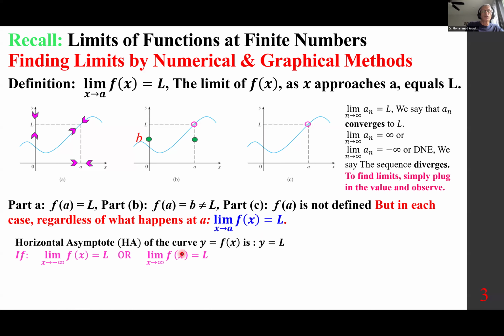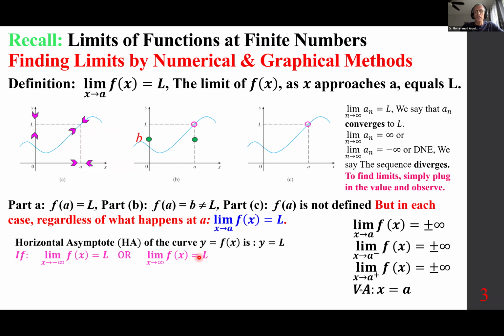The horizontal asymptote of the curve y equals f of x has the equation y equals L if the limit of f of x as x approaches negative infinity is L, or the limit of f of x as x approaches infinity is L. VA, short for vertical asymptote, has the equation x equals a if the limit of f of x as x approaches a, or a from the left, or a from the right is either positive or negative infinity.